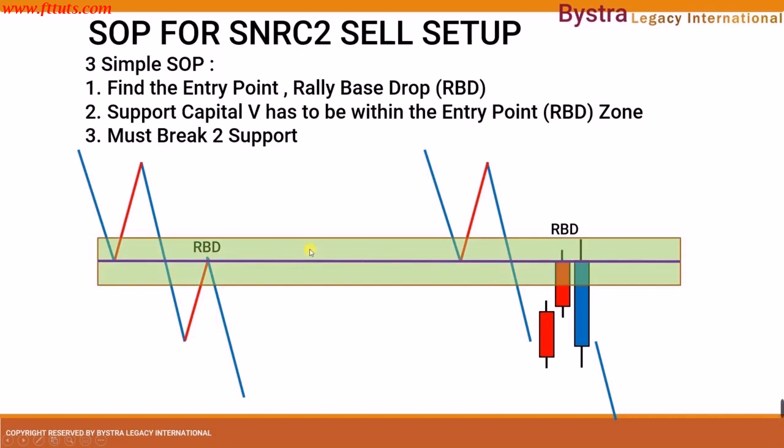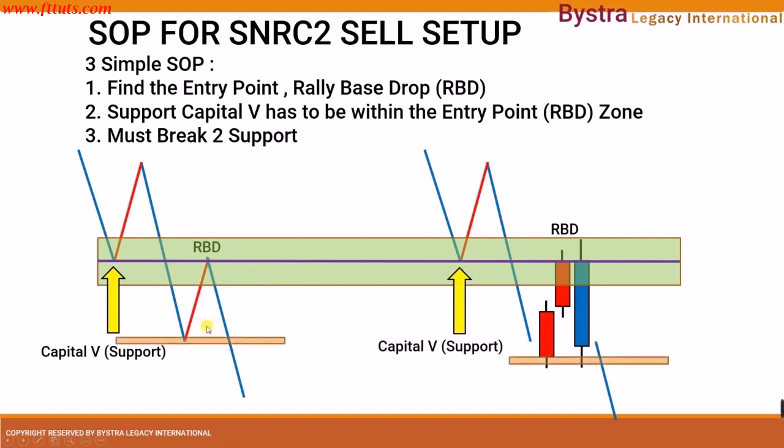We then mark our zone. This zone, as I said earlier, is just a monitoring area for when the price comes back to this zone. Okay, so our entry point, our PO, sell limit would be this horizontal line, aligned together with the capital V, which is the support. So this is the area where you need to set your sell limit. Okay, so this is the capital V.